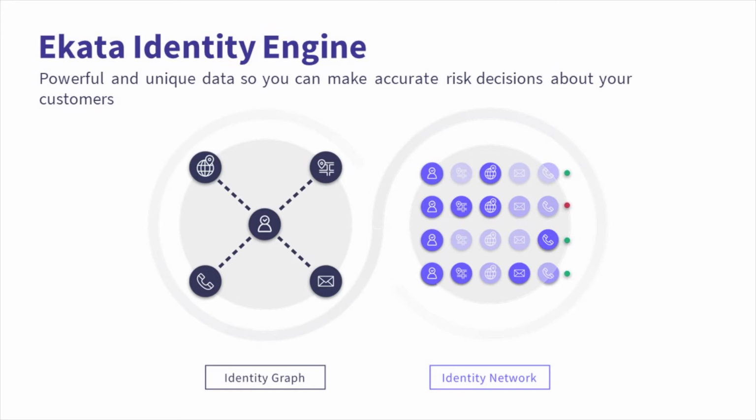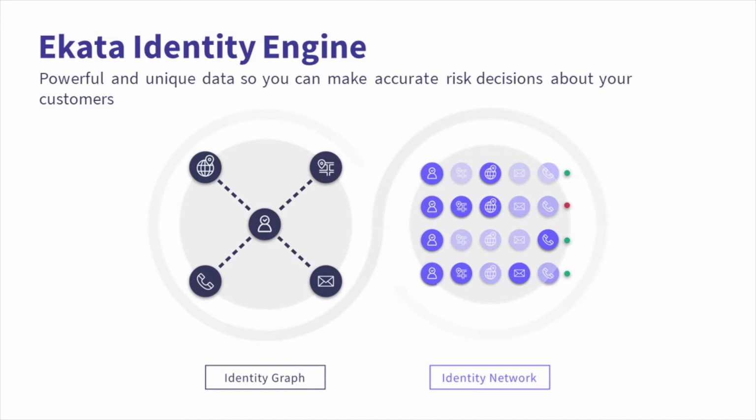So combining these two data sets with data science, our identity engine is providing powerful and unique data insights through these APIs and the SaaS tool to help you make more accurate risk decisions about your customers and make sure that you're mitigating fraud risk at scale. Vivek, anything to add? Exactly.